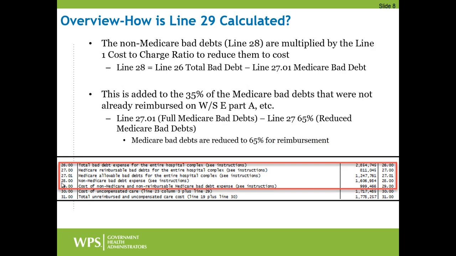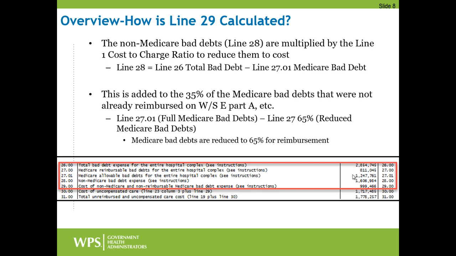One of the subtotals we want here is line 28, which is listed as non-Medicare bad debt expense. So this will be line 26, total bad debt, minus line 27.01, which is the Medicare allowable bad debts. Now, these are the amounts reported on E Part A, E Part B. All of them are summed up to be reported on line 27.01. So in this case, it was $1,247,761. You don't have to enter that. It flows over from those other worksheets.